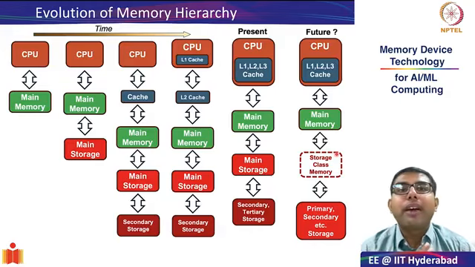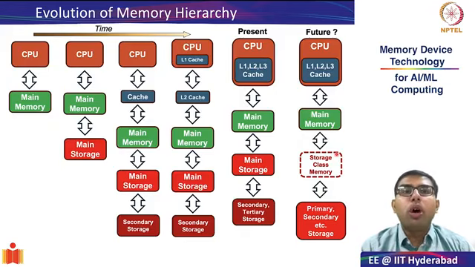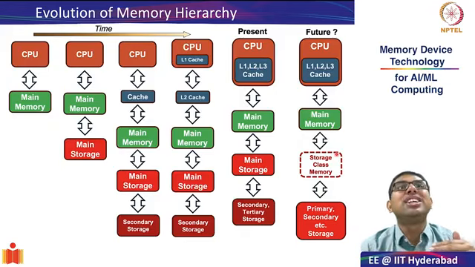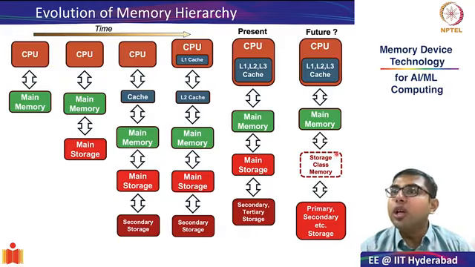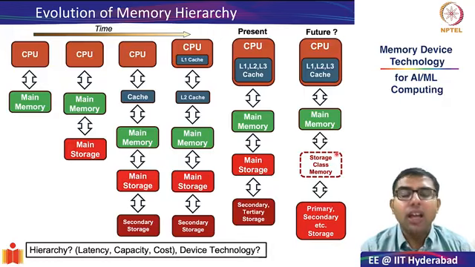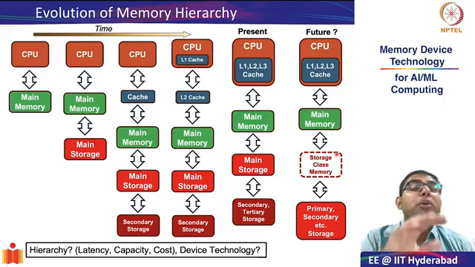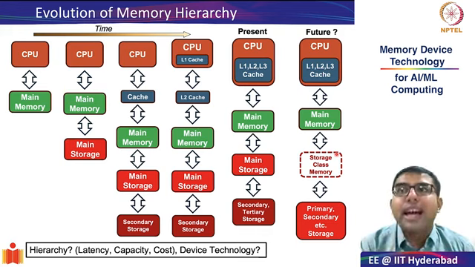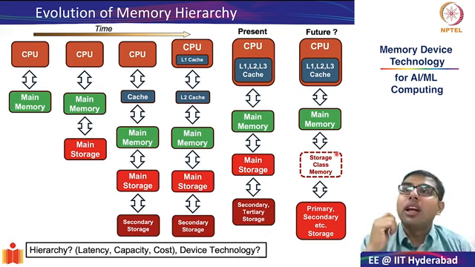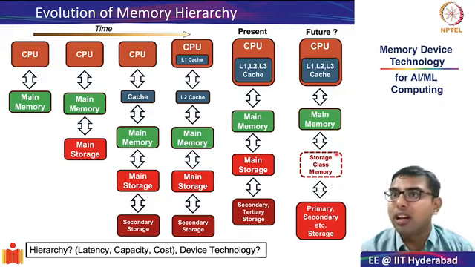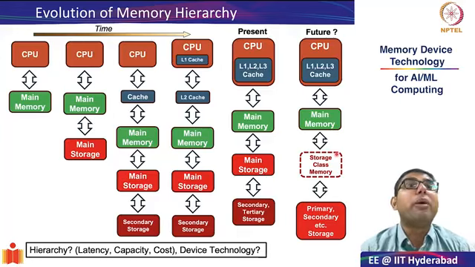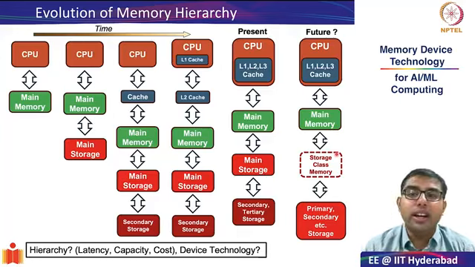Okay, so I hope I was able to convey to you how the requirements for computation changed, the complexity changed, and therefore this led to the evolution of the memory hierarchy. While this is a very nice way to look at the memory hierarchy from a very top perspective, now we will dive into the details by looking at each and every element: what is the latency, what is the cost, and what is the device technology. But I hope it is clear why the memory hierarchy evolved in the way that it did.